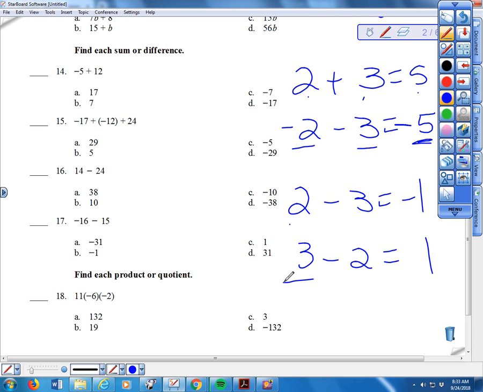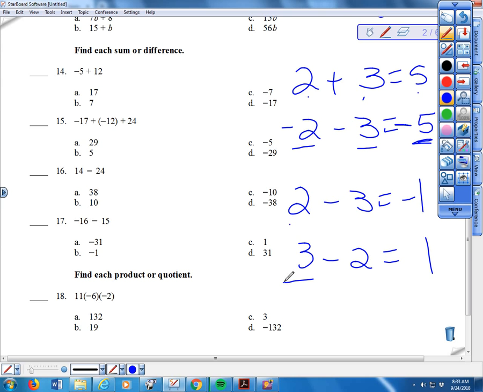All right. So this one, we have -5 plus 12. It's a subtraction problem. 12 minus 5 is what? 7. Is it +7 or -7? Positive, because 12 is the bigger number and it's positive. Okay, so it's 7.